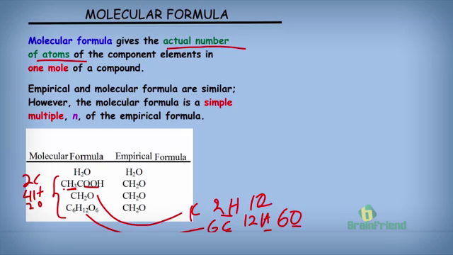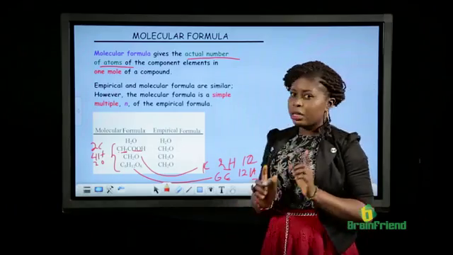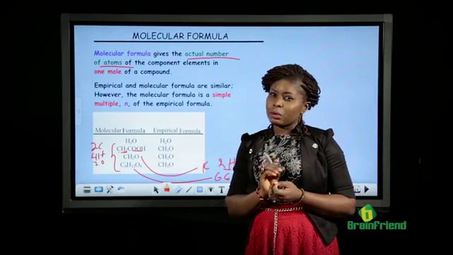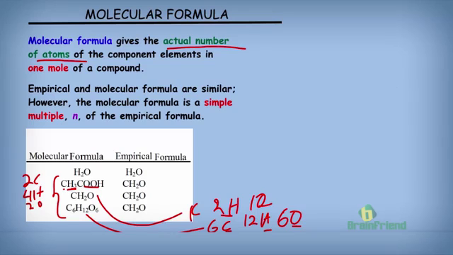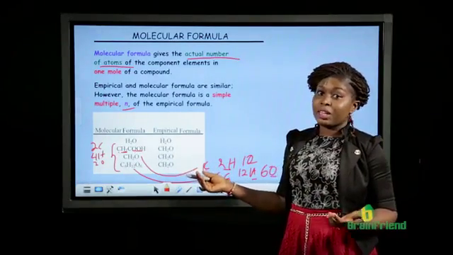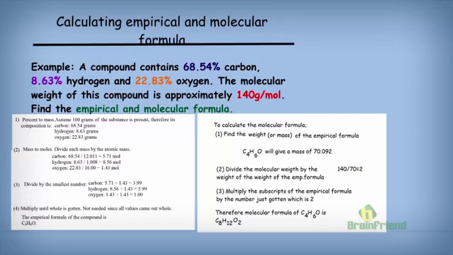Empirical and molecular formula are similar, as we can see, but the difference is in the value of n. n is just a simple multiple. Now we are going to have a small exercise to illustrate how we can find n and use n to determine the molecular formula of a given compound.